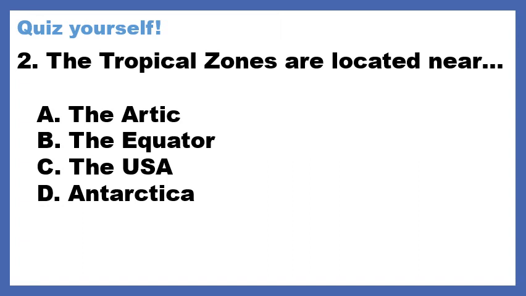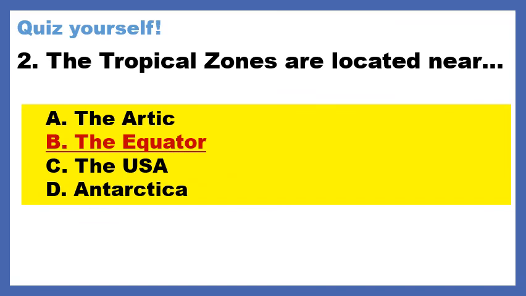I'm going to get rid of Antarctica because when I think of tropical, I think warm. Like if it's a tropical plant or a tropical fish, I know that it needs to live in a warm environment. So I don't think it's going to have anything to do with cold. So I'm going to get rid of Antarctica, and in the same breath, I'm going to get rid of the Arctic because the Arctic is also cold. The Arctic is the North Pole, Antarctica is the South Pole. So the correct answer is the equator.